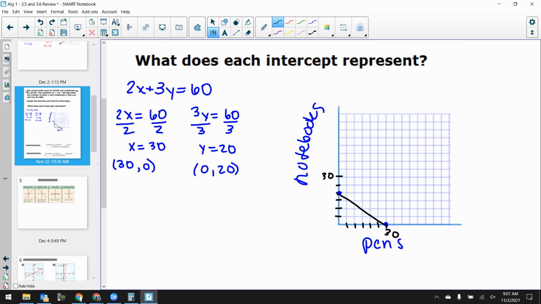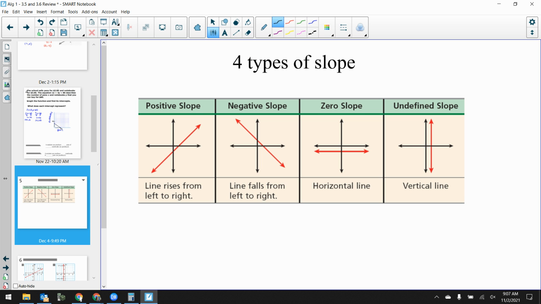Focus on the diagram right below it. That is a demonstration of all 4 types of slope that you could have: positive slope, negative slope, zero slope, and undefined slope. Remember, zero slope is a horizontal line, where undefined slope is the vertical line. I always think about it this way. If I put a little skier on the line on zero slope, what's his speed? Zero. He's not moving at all, right?